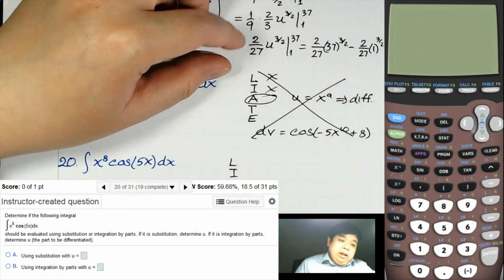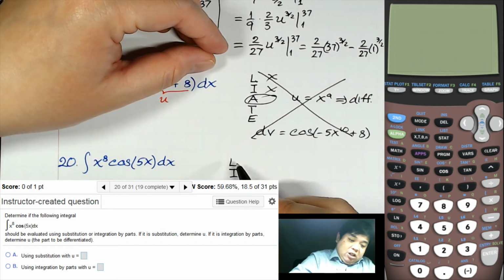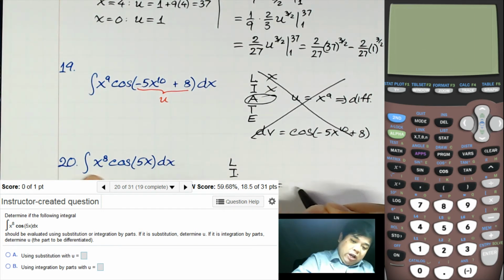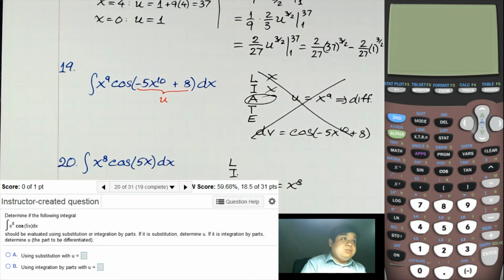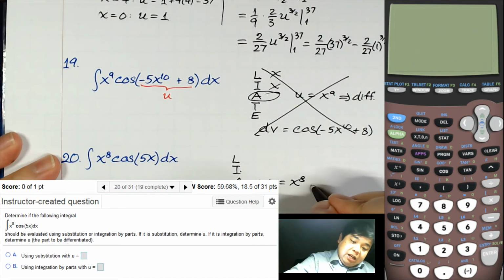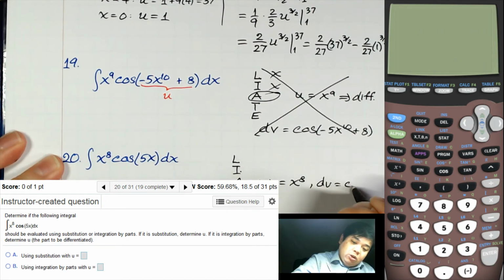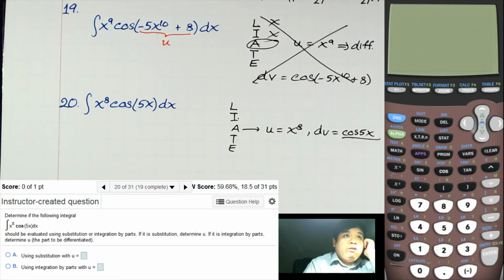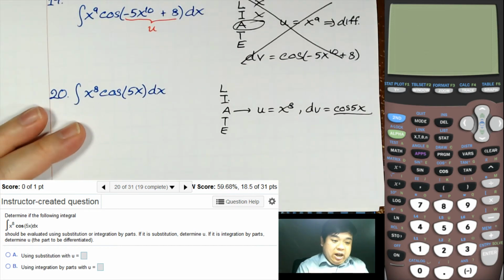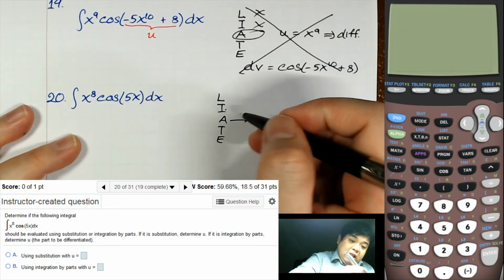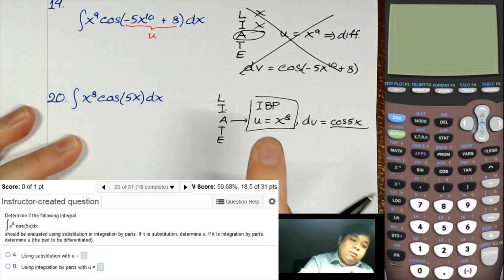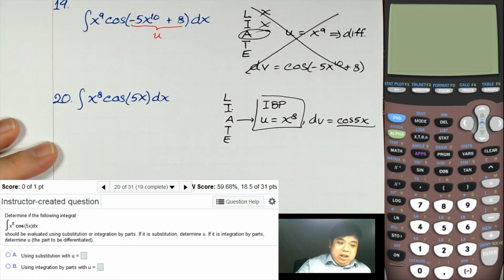Now, just like before, there's no log, no inverse trig, so the algebraic expression or polynomial, yes, so let u equal x to the 8, right? In that case, dv is equal to cosine of 5x. The question is, can we integrate cosine 5x? The answer is yes, we can integrate that. So in this case, it is integration by parts, where u is equal to x to the 8.